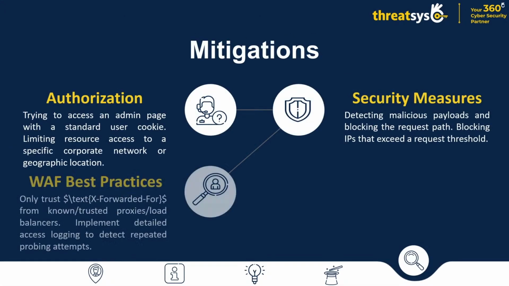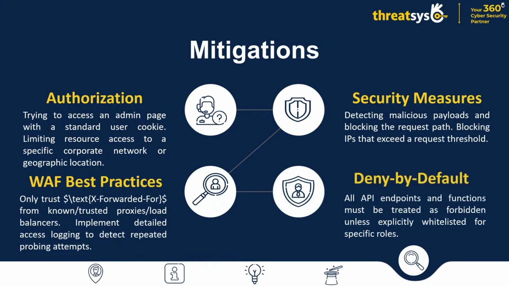Then these are some mitigations for 403 bypasses. For authorization, when trying to access an admin page, a standard user cookie should not be enough; proper authorization should be required to access the admin page inside the web server, and limited resource access should be provided to the corporate network or geographical location. Security measures should be taken, like blocking IPs that exceed the request threshold, like preventing DDoS or anything.